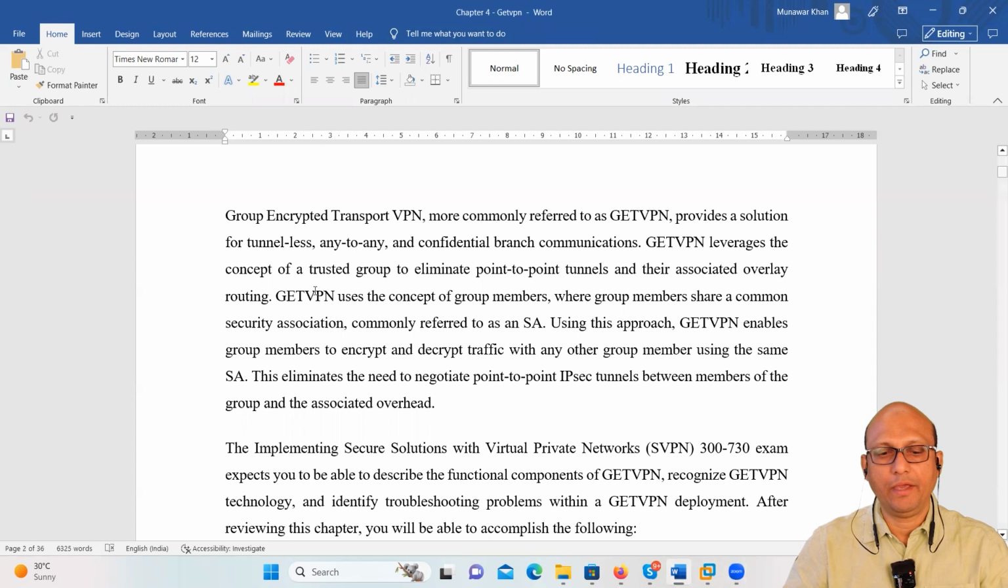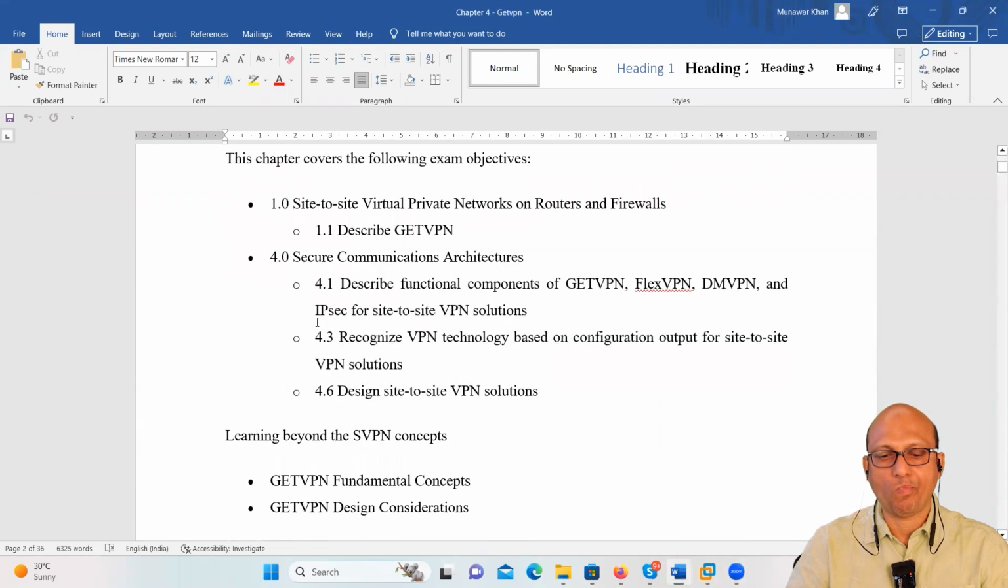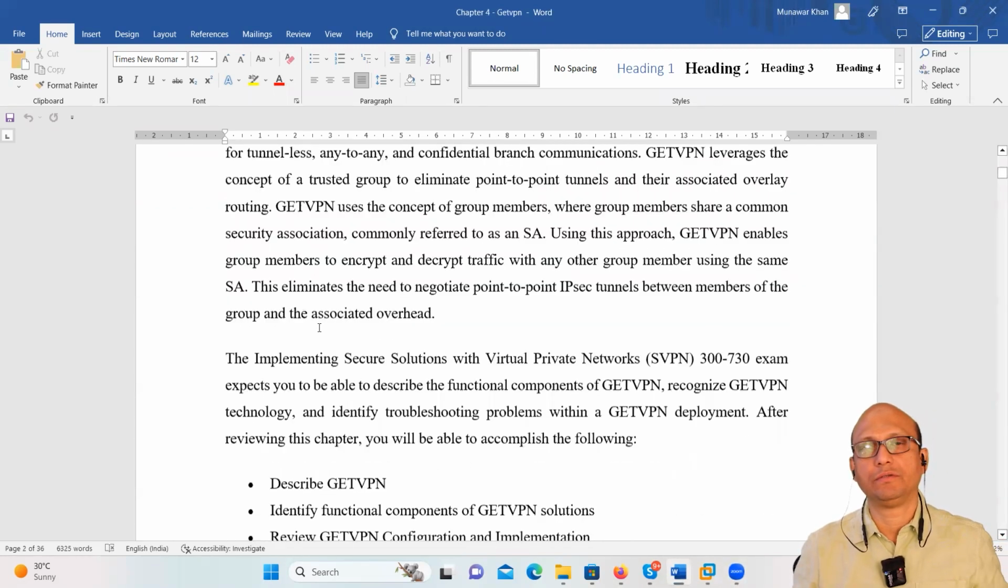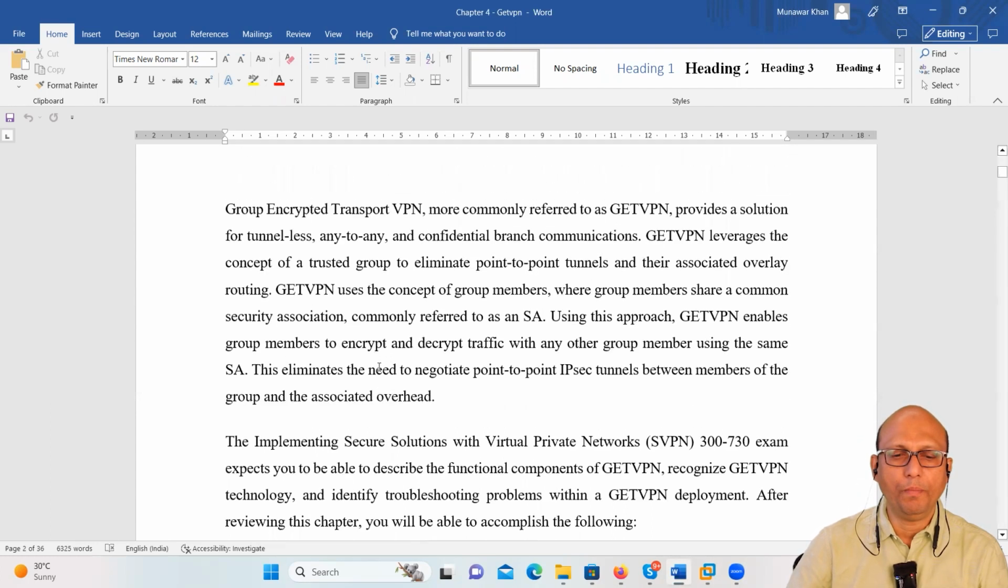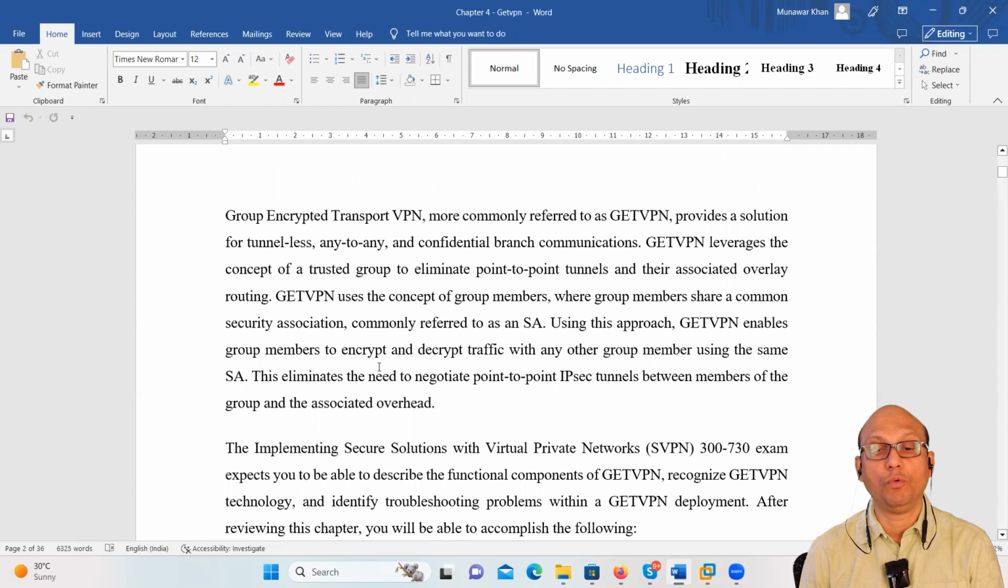So today's topic is, see, when we talk about VPNs, virtual private network, we did site-to-site VPN between two routers. We did VPN with the VTI method. Then we went for DMVPN, dynamic multipoint VPN. Today we are talking about GETVPN, Group Encrypted Transport VPN.